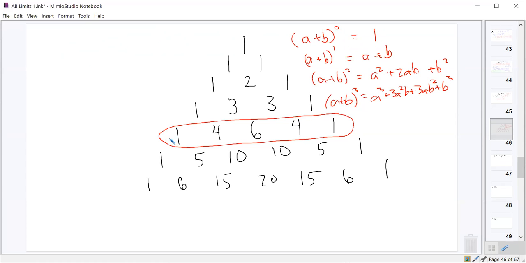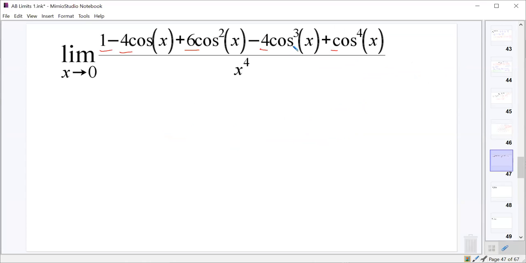Okay. So I have 1, 4, 6, 4, 1, just like I have 1, 4, 6, 4, 1 here, which tells me that this is the perfect power of a plus b, or maybe a minus b. In fact, this one is a minus b because of the minus signs that are in there. We'll talk about that in a second. To the fourth power. So this ought to be a minus b to the fourth, with a equal to 1 and b equal to cosine x.